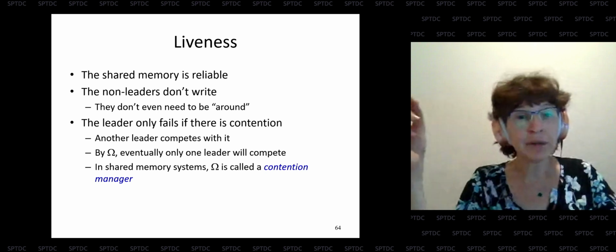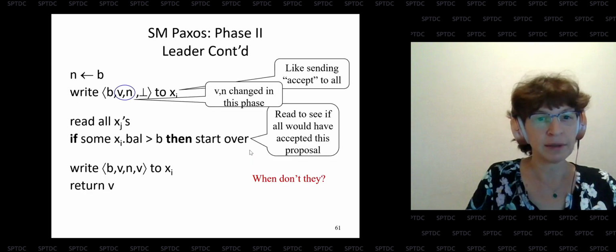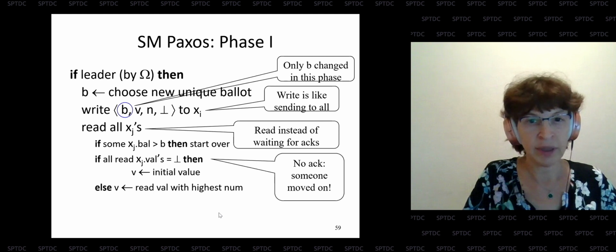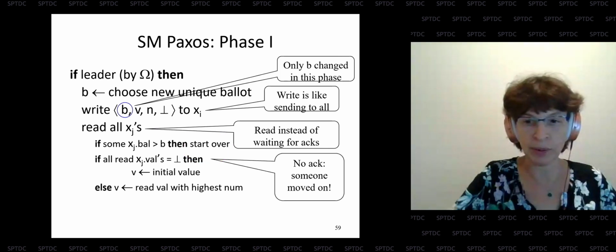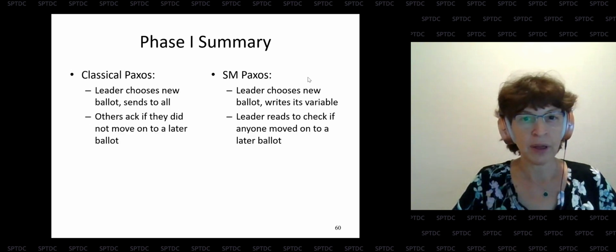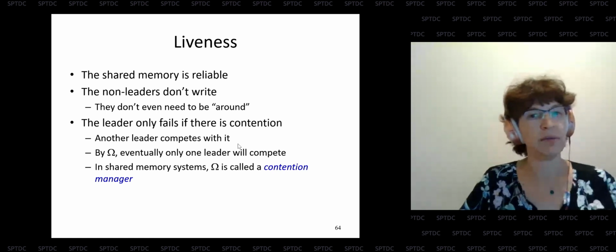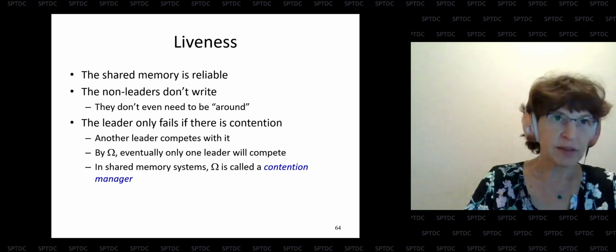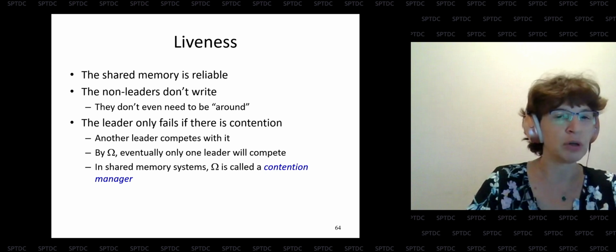The leader might not succeed, because the code has this start over right here. This is the only thing that might cause us to lose liveness. But if we have only one leader, then nobody will compete with it, and it will not fail. So the only reason a leader will not succeed is if there is another leader competing with it. So what Omega needs to do is ensure that there is only one leader. In a shared memory system, this Omega is sometimes called the contention manager, something that ensures there is no contention.